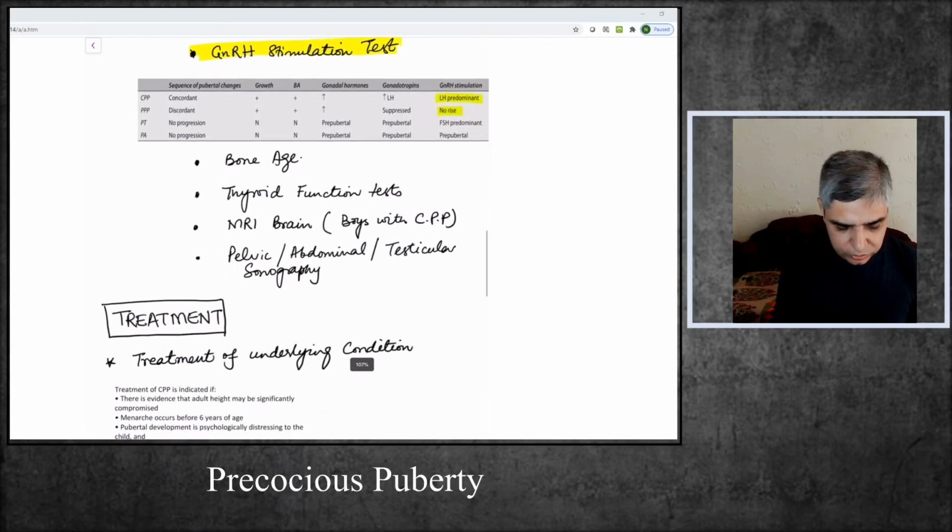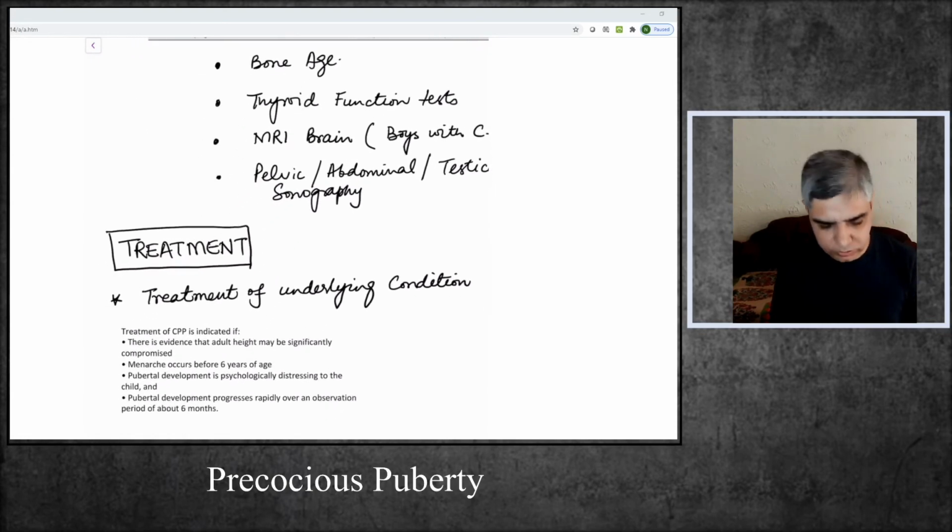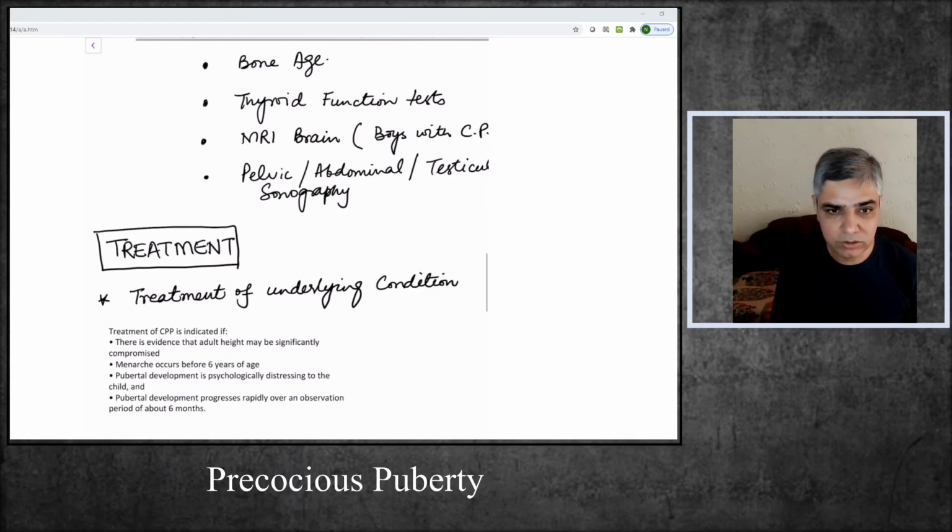Now coming down to the treatment. Treatment, as we say, is treatment of the underlying condition. So if there is anything in the brain, like for example if there is a craniopharyngioma, you have to remove it.